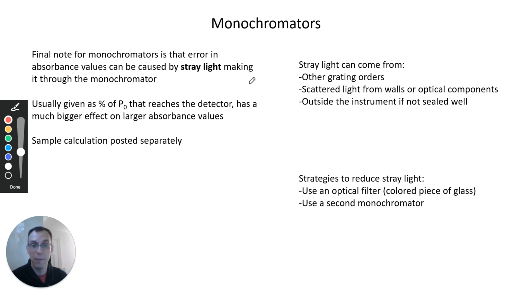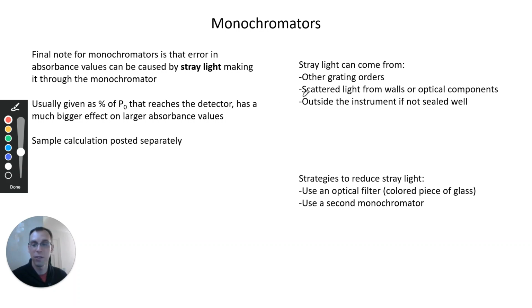Now, where does this stray light come from? One possibility is that you can have stray light from other grating orders. So if for the wavelength you want to select, you use n equals 2, well, maybe at n equals 4 some other wavelength will also make it through your monochromator. So you can end up with stray light that way.